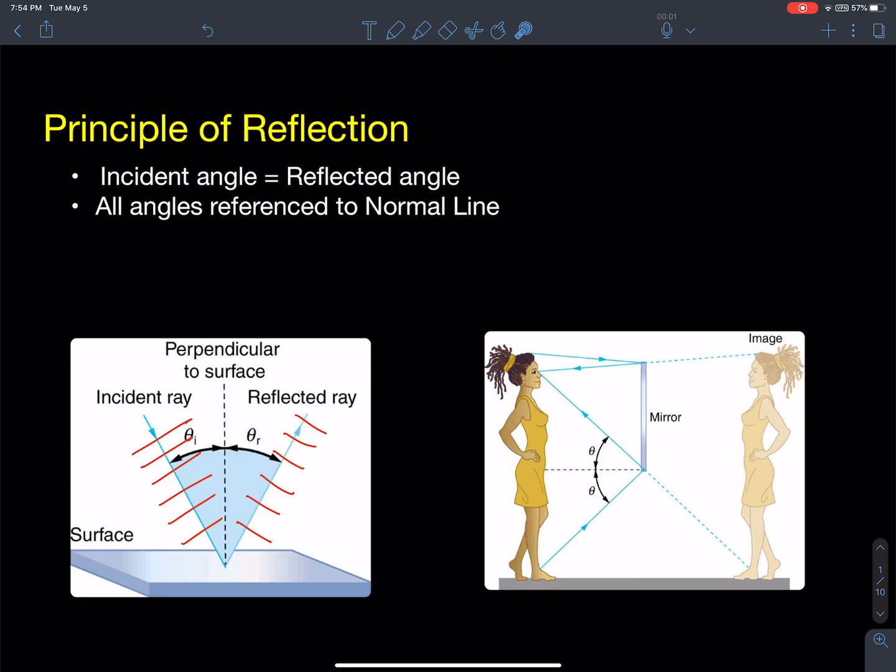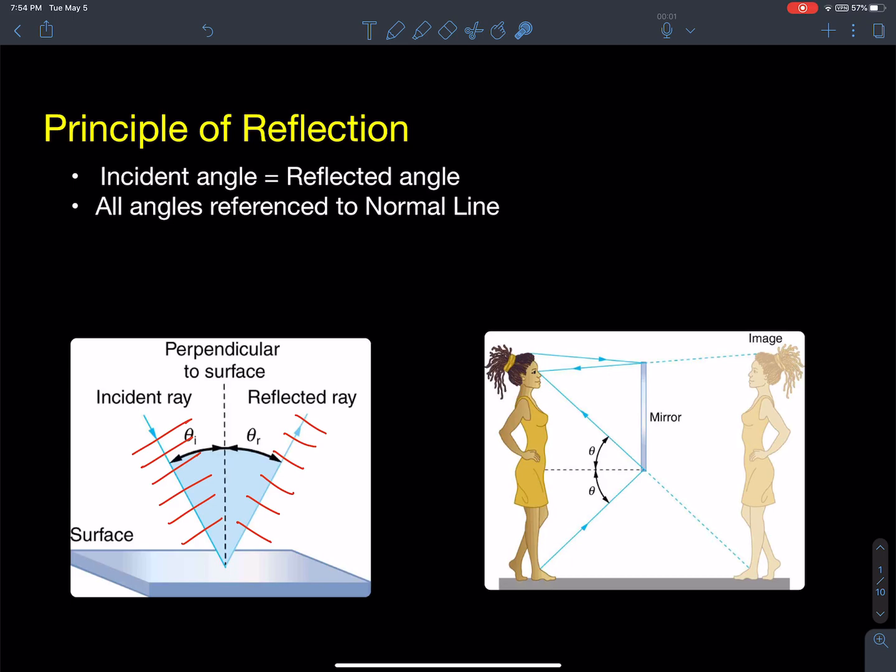All right, so we do this all the time when you stare at the mirror and look at your feet in the mirror. What you're really looking at is sunlight reflecting off of your feet onto the mirror surface and to your eyes. And the angle at which that light hits the mirror is going to be equal to the angle at which that light goes into your eyes.